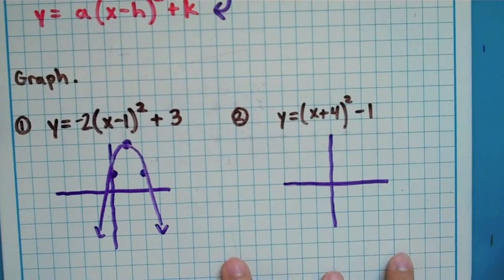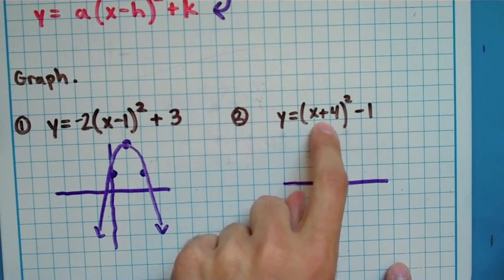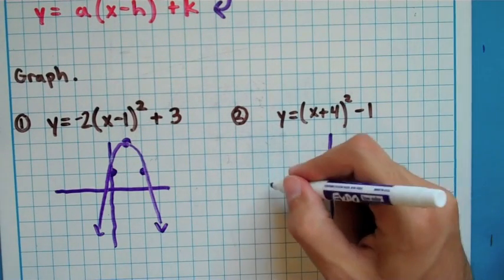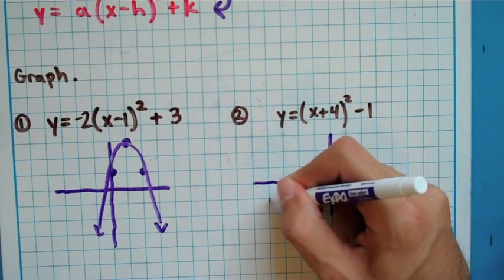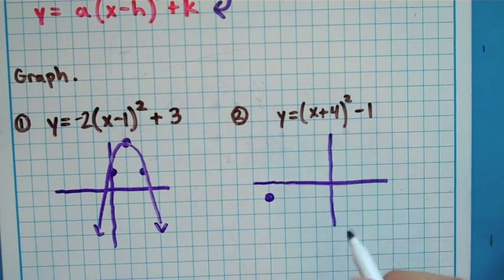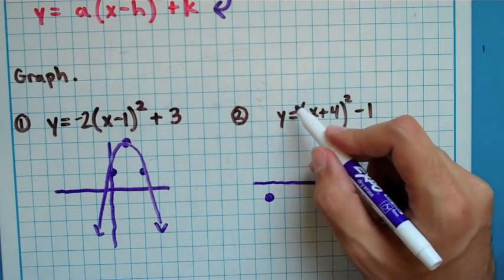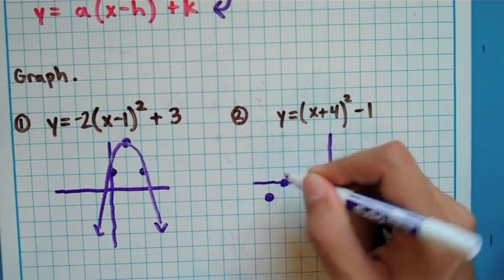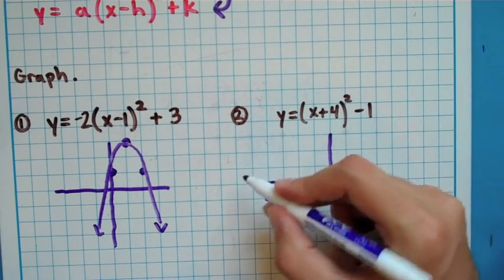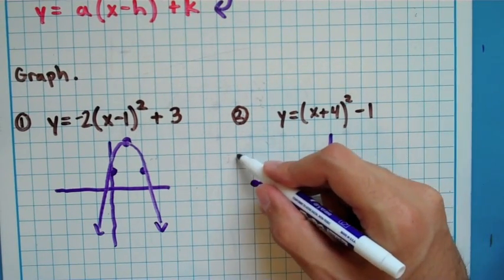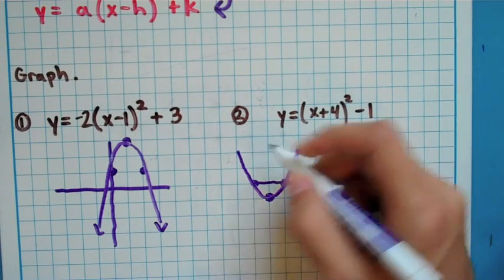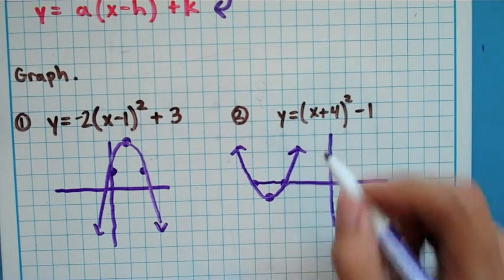On our next example here, this graph has been moved left 4, down 1. So I'm going to go left 4, down 1. There's my vertex right there. The number in front on this one is just a 1, because there's nothing there. So I'm going to go up 1 over 1 in each direction. And the only difference again, instead of making a V for an absolute value, I'm going to make myself a nice looking parabola here. There's my graph, and I'm done.